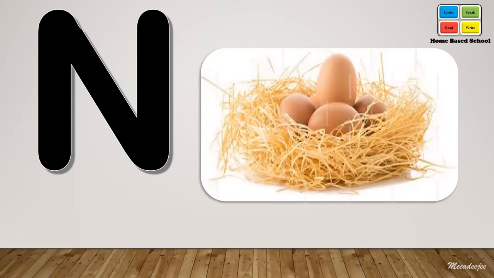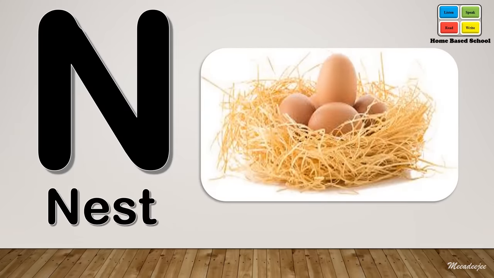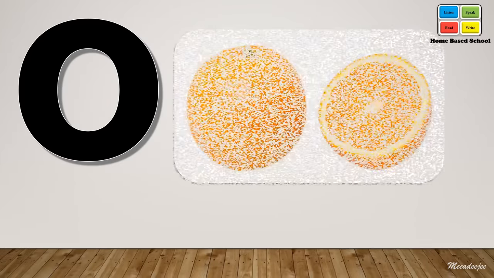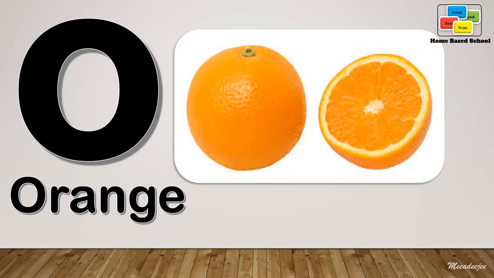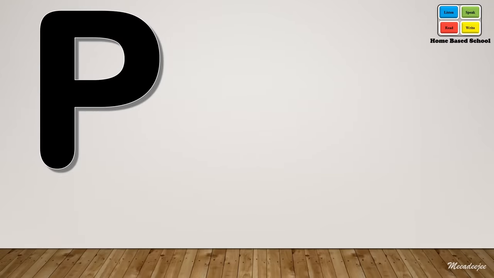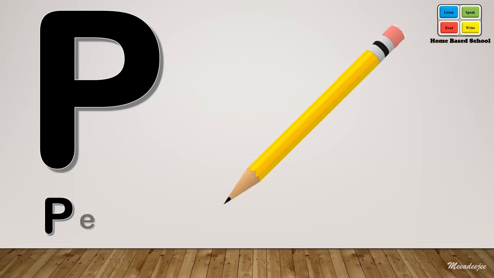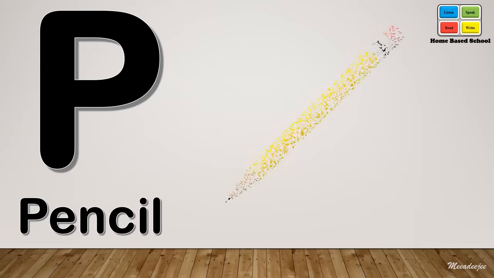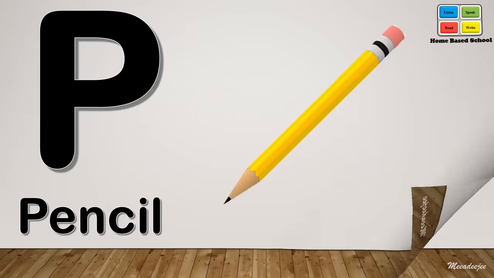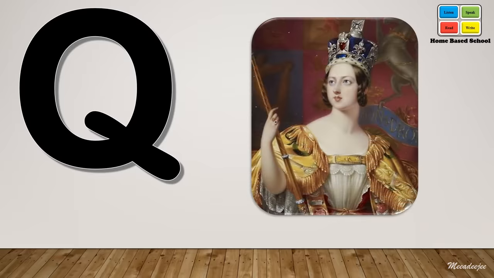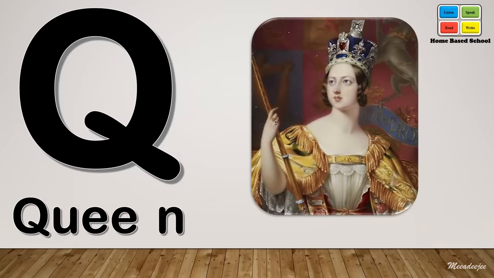N for nest. N, E, S, T, nest. O. O for orange. O, R, A, N, G, E, orange. P for pencil. P, E, N, C, I, L, pencil. W, X, Y and Z. Now I know my ABCs. Next time Q. Q for queen. Q, U, double E, N, queen.